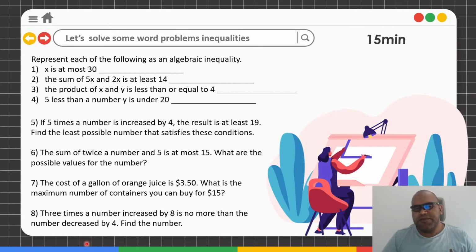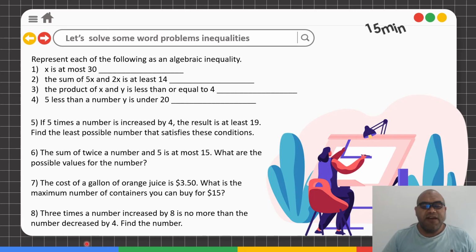Guys, word problems right now. Solve this one, very simple. We have 15 minutes for you. In less than this, you can finish everything. Pay attention to the keywords. For example, x is at most 30. What does it mean? At most 30. Can I have a number more than 30? Think about it. Or less than 30.